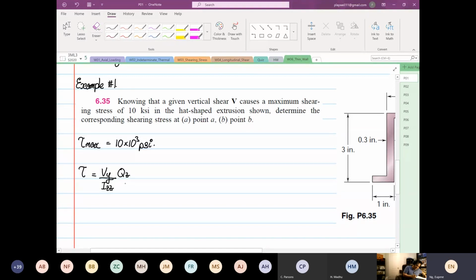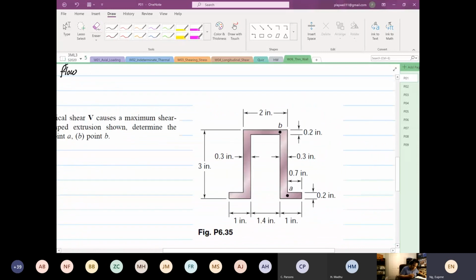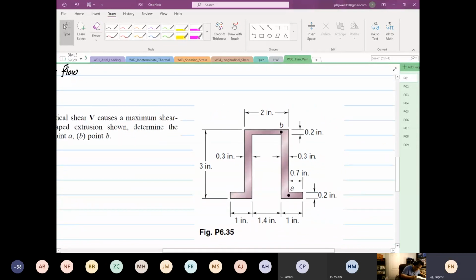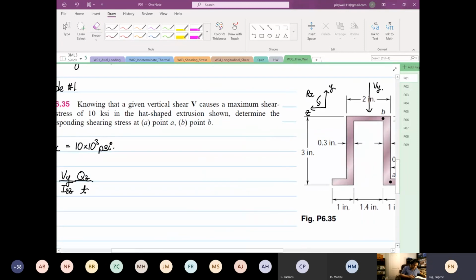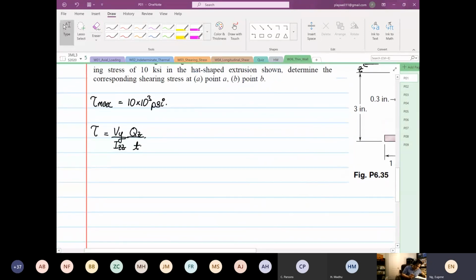So I'm going to call for my transformation. So this is Y, this is Z, rotation about X, and we have a Vy down here. Okay. So now with the rules that we know, stress A.